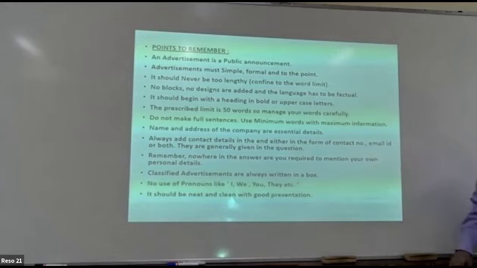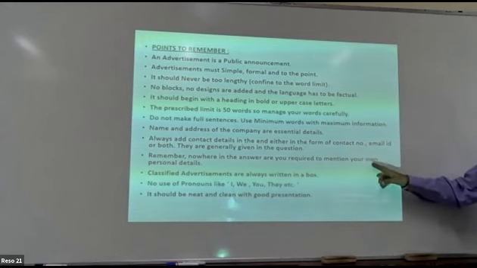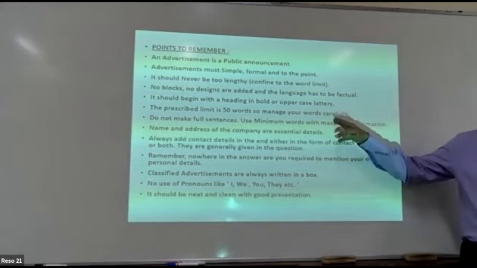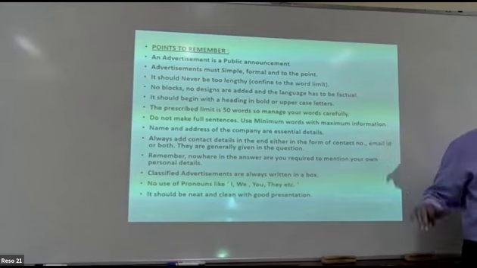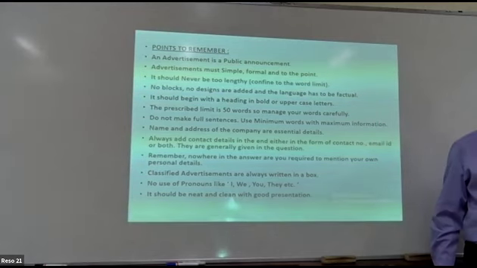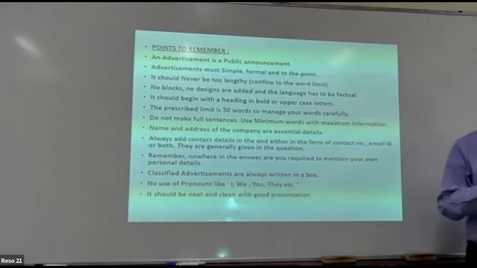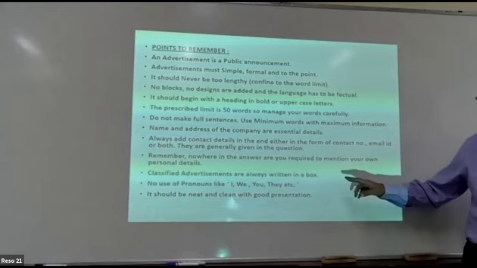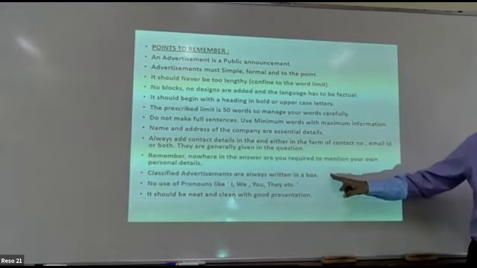Nowhere in the answer are you required to mention your own personal details. Your personal details, I don't mean by the contact details. Contact details will be there. No personal details, height, weight, color of the eyes and so on. Tall, dark, handsome, you do not have to write all this. This is not a marriage. They are always written in a box.